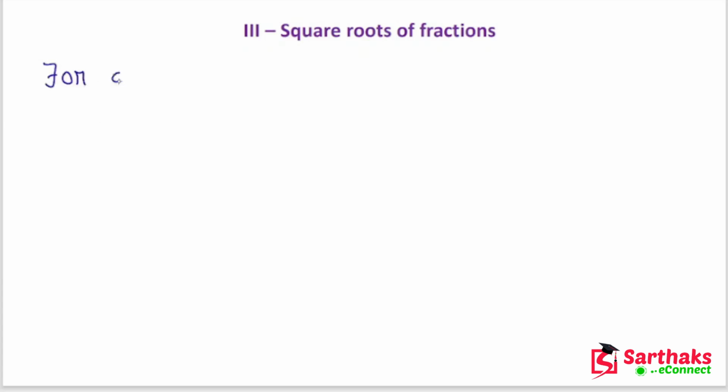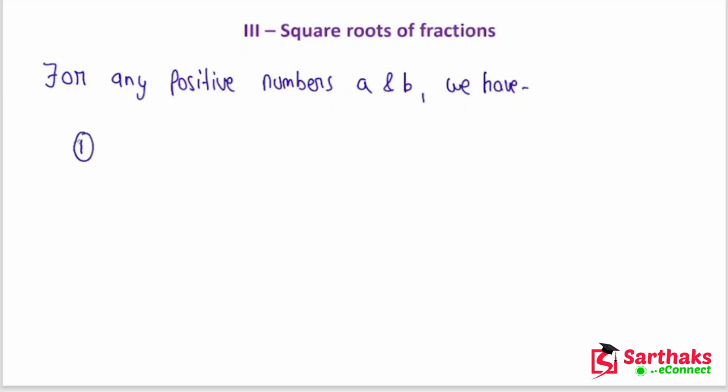For any positive numbers a and b, you just have to calculate the square root the normal way, and then divide them. For positive numbers a and b, we have the first one: if you are given a product, you can separate them into root a into root b, and you already know how to calculate root a and root b using the division method.